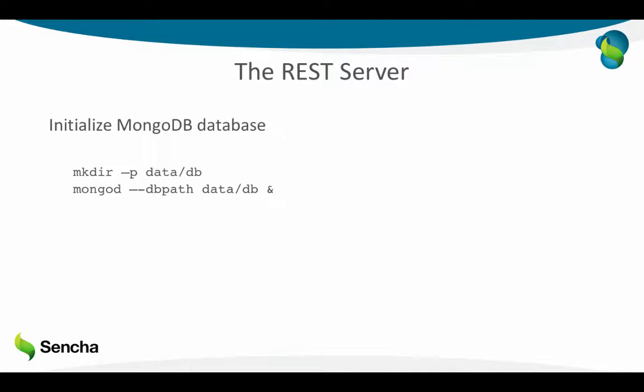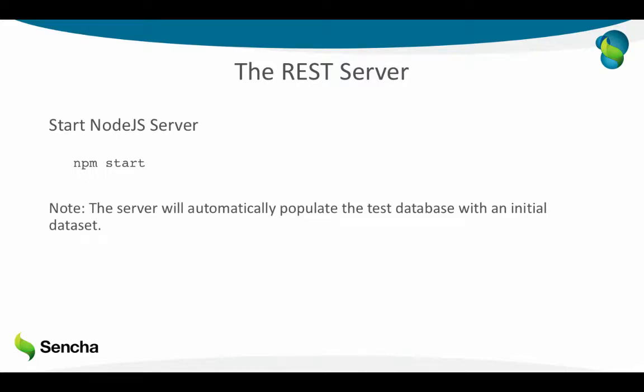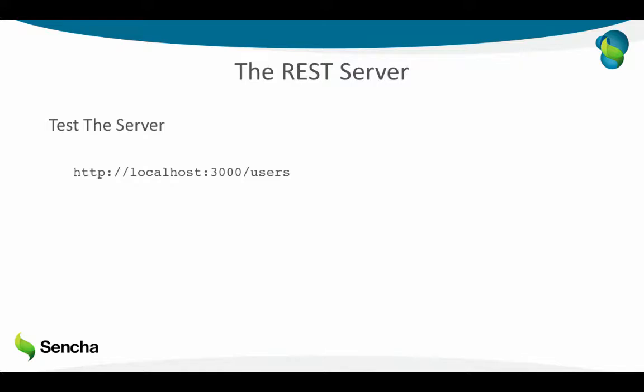Next, we'll need to initialize the MongoDB database. You can use the -p option if you're on a Mac or Linux to go ahead and create the subdirectories, and then we're going to use the dbpath option to point it to the data/db directory underneath our RESTful admin server. Okay, to start the node server, you'll use npm start, and by default the server will automatically populate the test database with an initial data set, so we will be able to see data prior to designing our application. To see the list of users, you'll want to go to localhost port 3000/users.